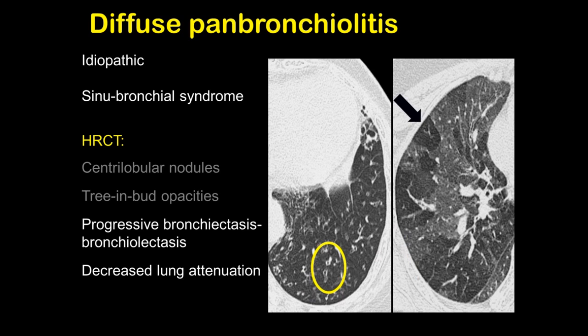And in the second stage, we can see progressive bronchiectasis and bronchiolectasis and decreased lung attenuation due to air trapping, as we can see in this CT. Air trapping with diminished vascularity in a patient with indirect signs of small airway disease.